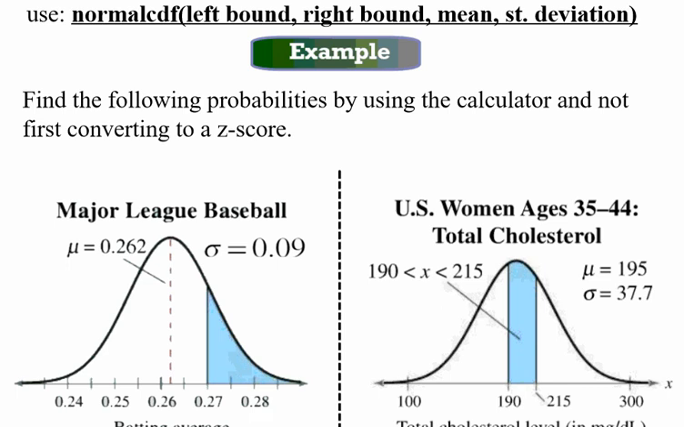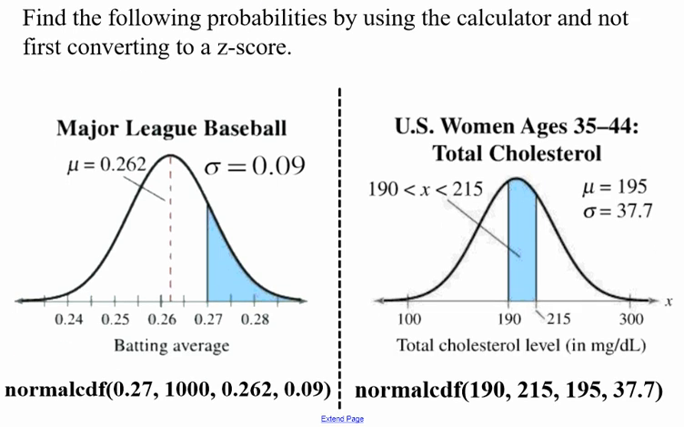Find the following probabilities by using the calculator and not first converting to a z-score. So for example, let's say some batter in the MLB has a lifetime batting average of .262, which means he gets a hit about 26% of the time. What's the likelihood that this year his batting average is at least 27% if the standard deviation is 9%, 0.09?